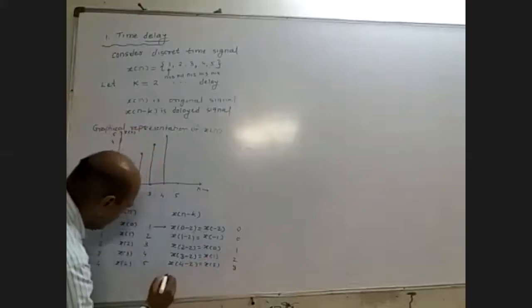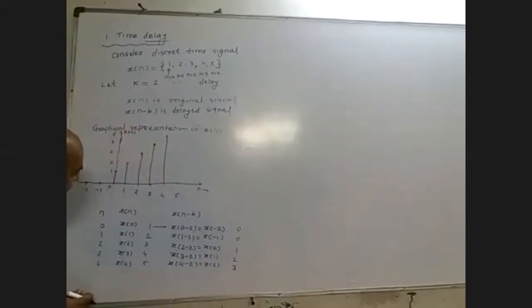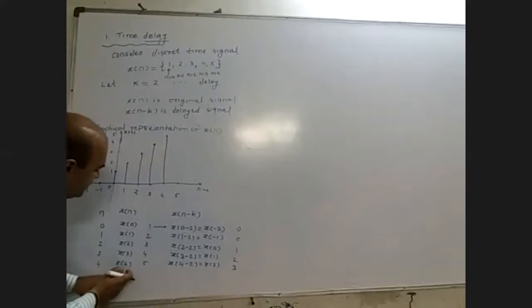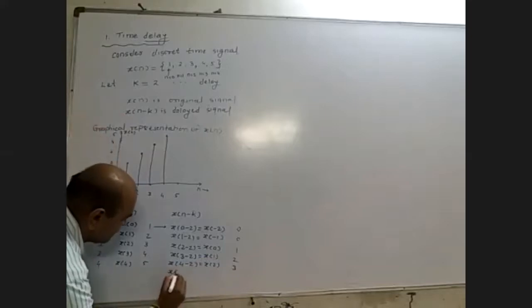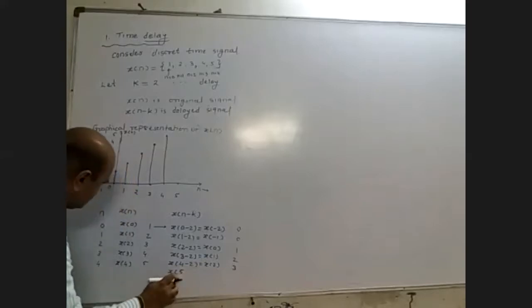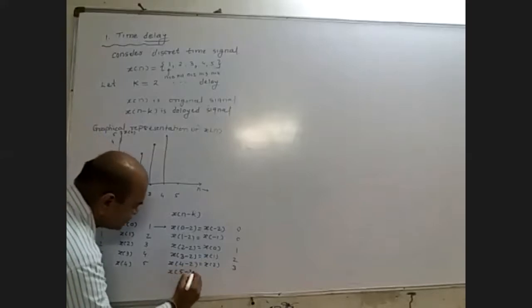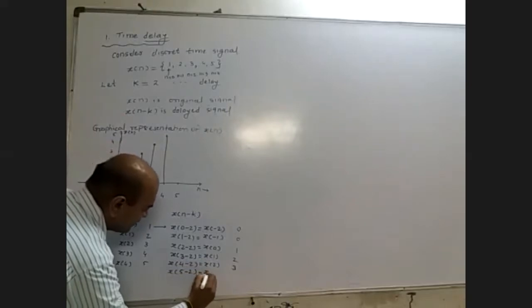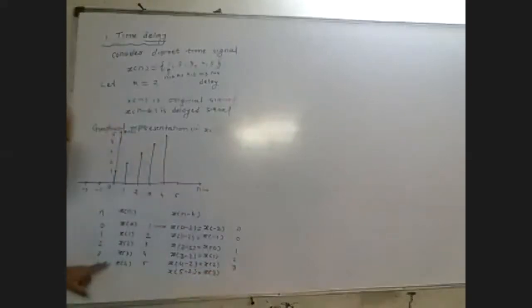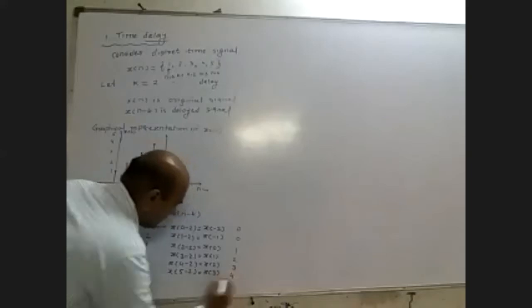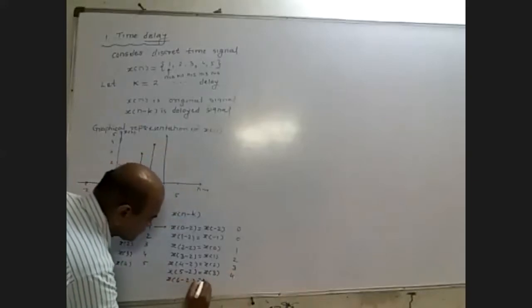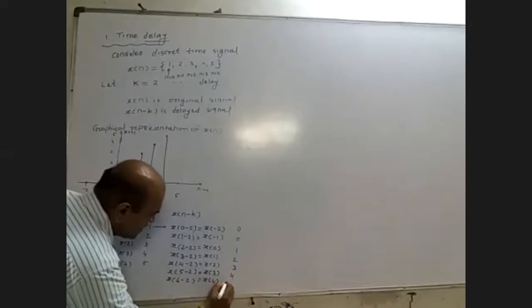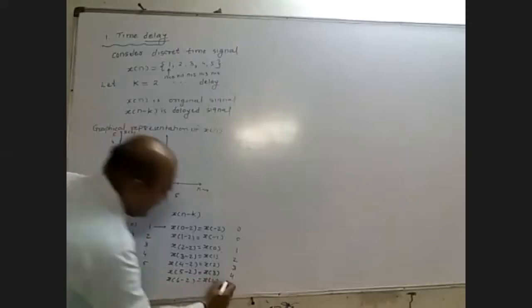Similarly, we have further n values, but x has no other value present, so we will find out the value. For n equal to 5, 5 minus 2, go through it, it is x of 3. X of 3 is 4. And lastly, x of 6 minus 2. What is it? It is x of 4, and x of 4 is 5.